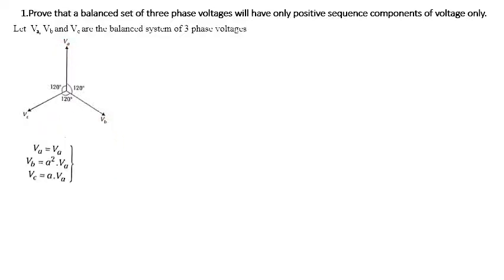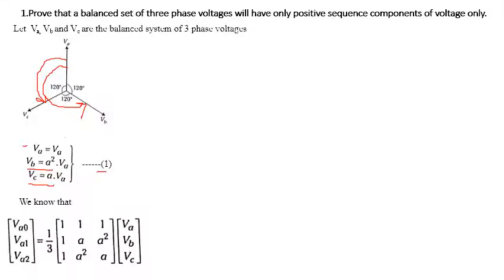So let's consider the angle. We have to convert Vb and Vc in terms of Va, similar to how we have solved before. Va is the same as Va. What is Vb? Here it is 240 degrees in the anti-clockwise direction, so it can be written as a square Va. The angle between Va and Vc is 120 degrees, so Vc is a times Va. Consider this as equation 1.